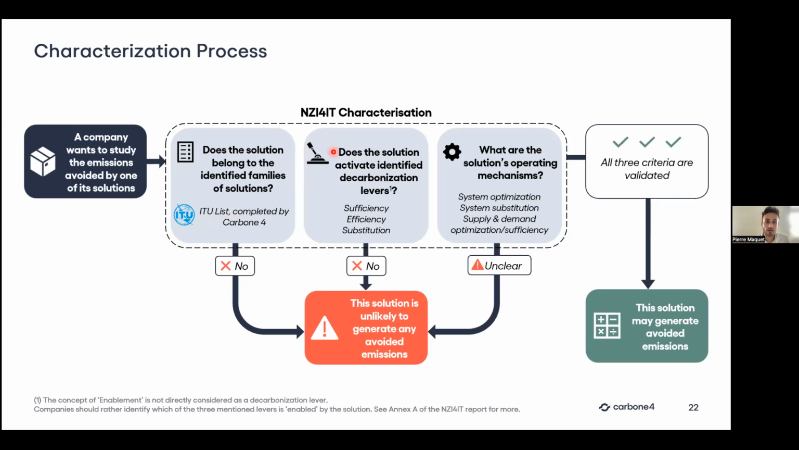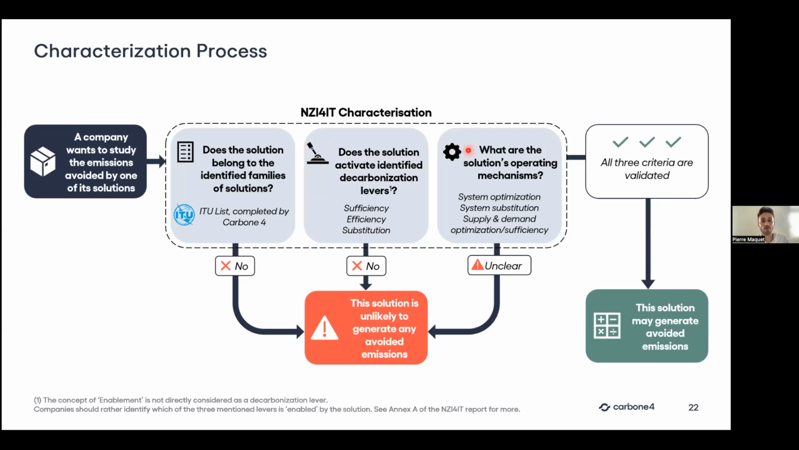The second one is about decarbonisation levers. Does the solution activate identified decarbonisation levers? There are 3 of them: sufficiency, efficiency, and substitution. And these are the levers that are activated by all relevant solutions in terms of avoided emissions. And the final one, the third one, is the operating mechanisms.